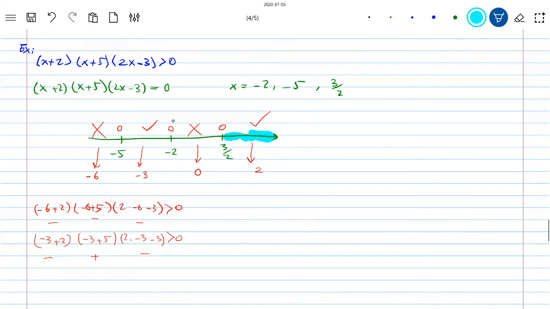So what is the solution set? It is this section plus this section. These are the two solutions. Normally it's alternating, but not always.